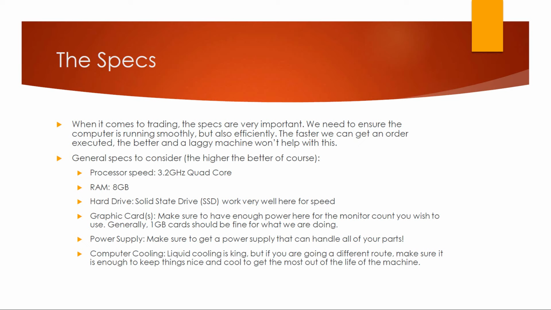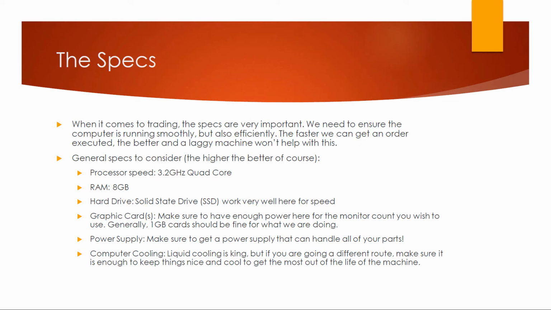So the general specs to consider, and of course, the higher the better, but a processor speed of at least 3.2 gigahertz quad core, meaning that there are 4 cores. Now, obviously, you can get 10 core processors, you can go crazy here, but a quad-core 3.2 or higher should be good. When it comes to the RAM, 8 gigs of RAM. Now, that's on the lower end.